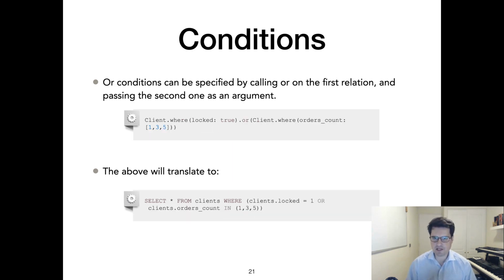Or conditions can be specified by calling or on the first relation and passing the second one as an argument, as you see here. So there are two where operations going on, right? The first one will take the customers that are locked, and the second one will take the customers that have 1, 3, or 5 orders. So you got the OR method call, sort of giving you, as a result, the set of clients that fulfill either condition, or both. And you see the SQL below matching these two where operations. You see there's an OR statement in the SQL below.